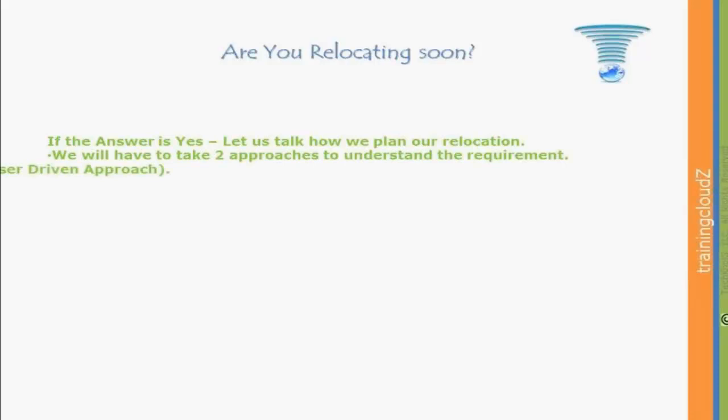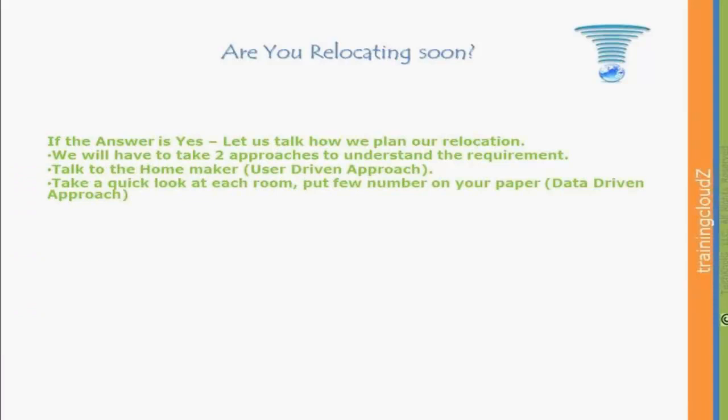Forget about business. The first thing is talk to your homemaker who is in your home. She knows what is what and where is what. Take a quick look at each room. Put a few numbers on your paper, which means it is a data-driven approach, which means, as Anudeep mentioned, select a mode of movement.